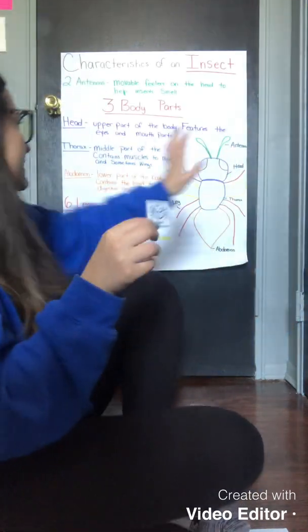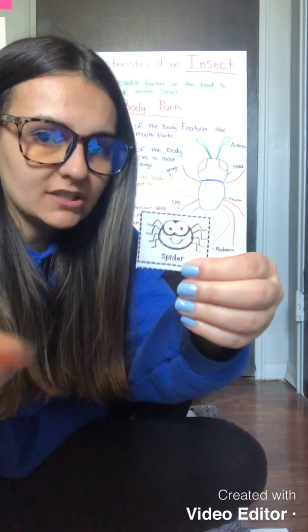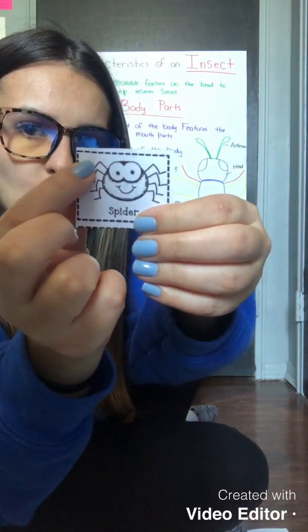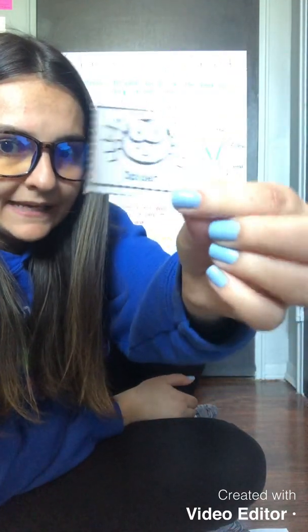I know an insect only has 6 legs because our chart says so. So let's count the legs again just to double check. 1, 2, 3, 4, 5, 6, 7, 8. I counted 8 again. Did you guys count 8 with me? And an insect only has 6. And this is too many legs to be an insect.